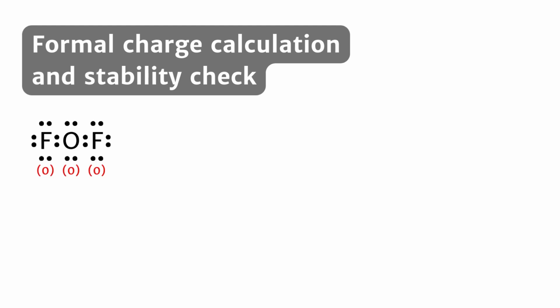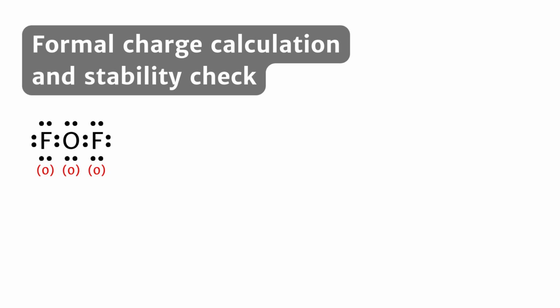The formal charges on the oxygen and fluorine atoms are indicated, and it is evident that no formal charges are present on any atom in the current structure. Therefore, this structure can be considered the stable Lewis structure of OF2.